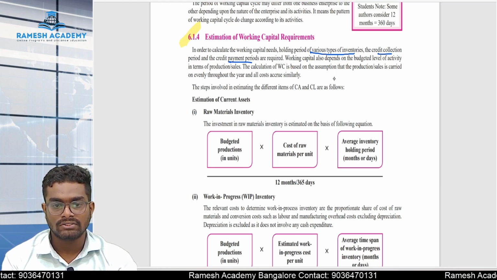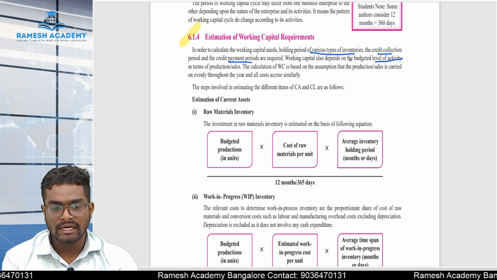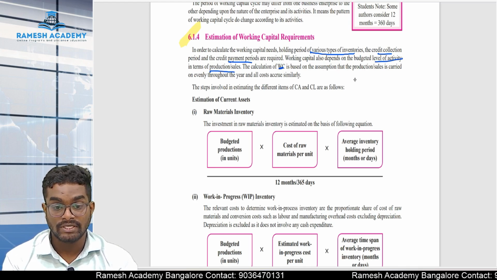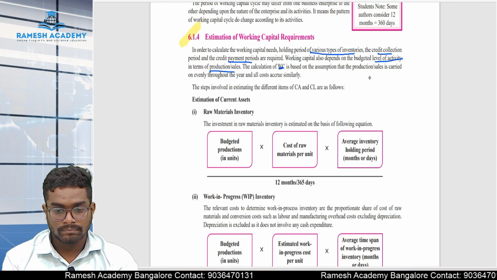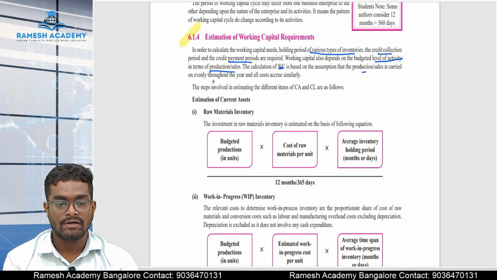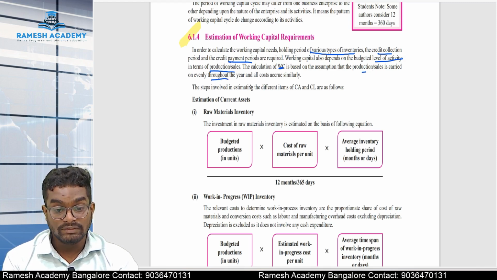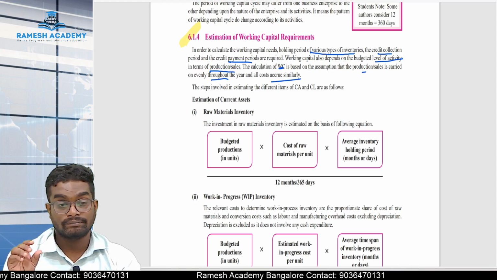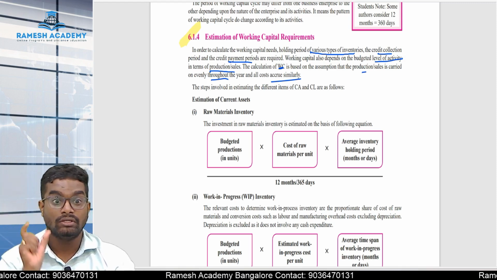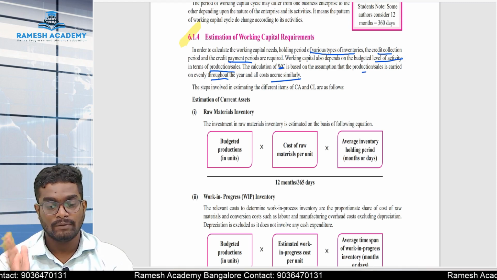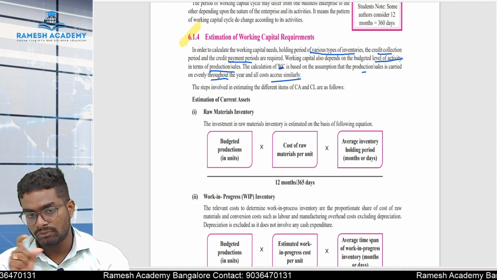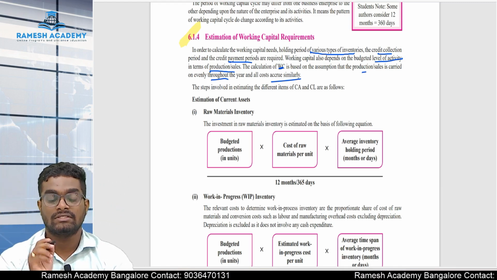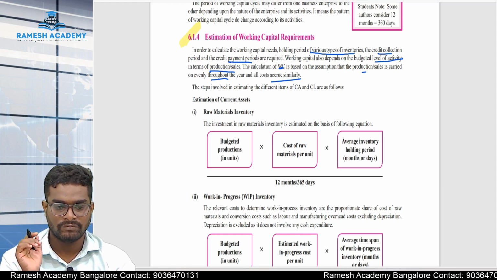Working capital also depends on budgeted level of inventory in terms of production or sale. The calculation of working capital is based on the assumption that production or sales is carried out evenly throughout the year and all costs accrue similarly, which means they are not taking the fluctuations here. They are only taking that all the sales, all the production will be even or same throughout the year. There are no ups and downs in the production or sales during the year. So this is the assumption we are making.